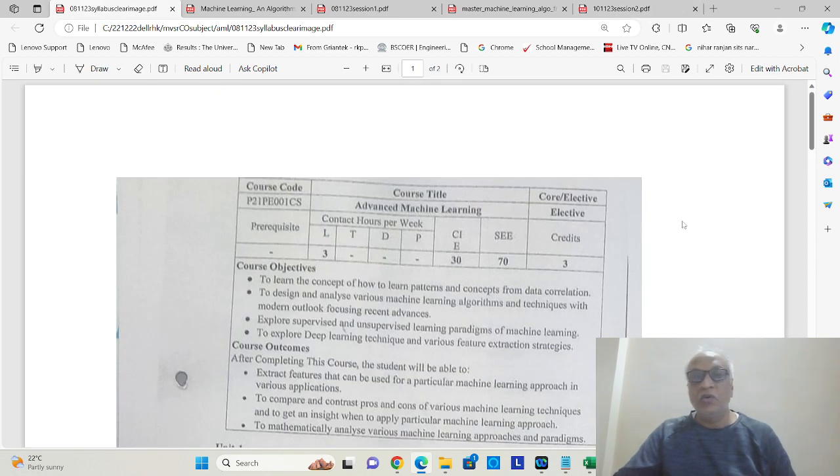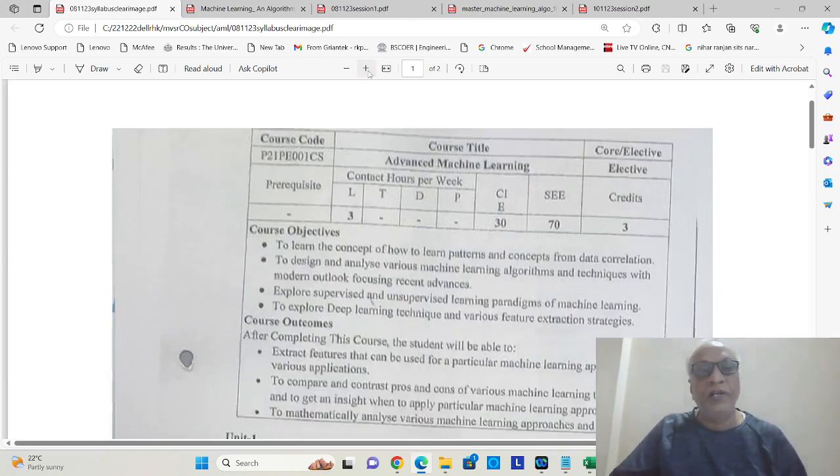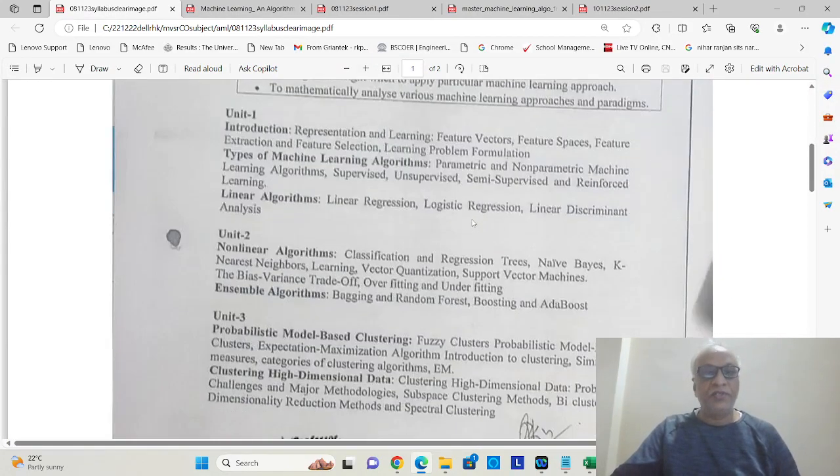Let us continue our discussion and learning of the subject Advanced Machine Learning. This is the syllabus, and we are into Unit 1, which has types of machine learning algorithms, linear algorithms, feature vectors, learning problem formulation.